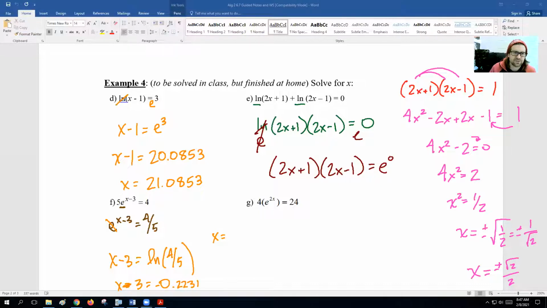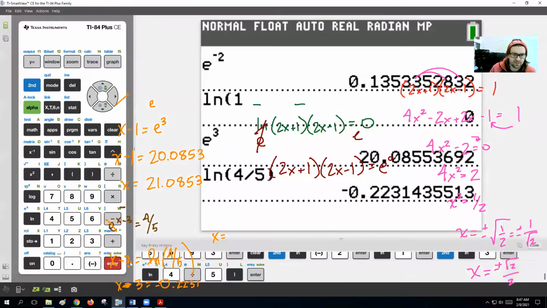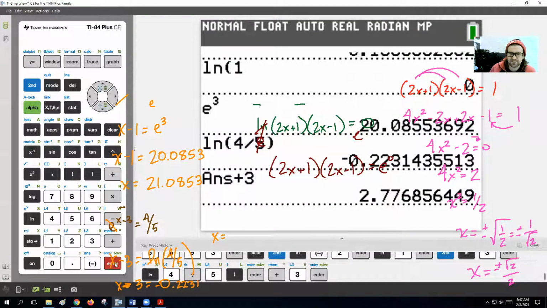And all we've got to do is add 3 over to the other side. And this is why the calculator is super nice in this chapter. All we've got to do is just do plus 3, and there's our answer, 2.7769.